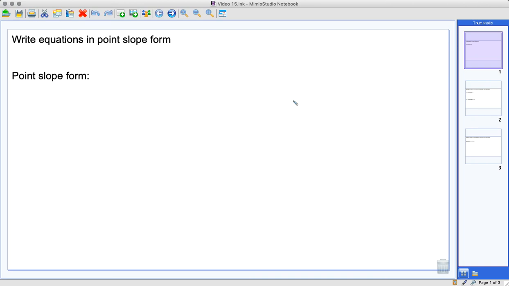All right, so in this chapter we're going to focus on writing equations in different forms. The first form that we're going to talk about is point-slope form. Put in your notes point-slope form, and this is the equation: y minus y1 equals m parentheses x minus x1. So that's point-slope form.